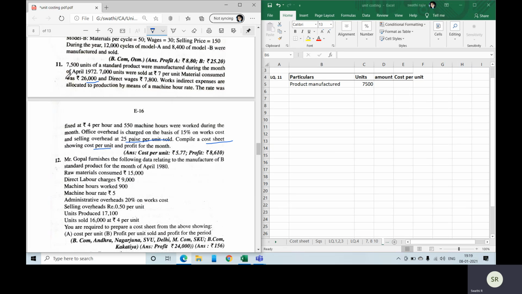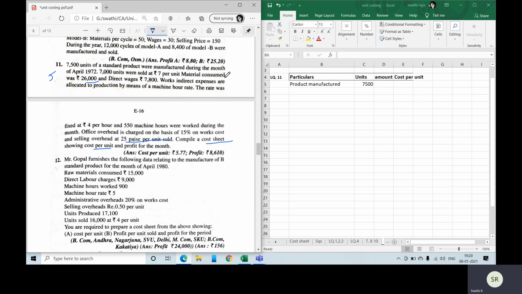So question number 11. When you read the question, 7,500 units of standard products were manufactured during the month of April 1972. So total products manufactured is 7,500, and 7,000 units were sold. When you read a question like that, understand 7,500 units were manufactured, 7,000 were sold. So what about the 500? 500 is nothing but your closing stock. Just keep that in mind.